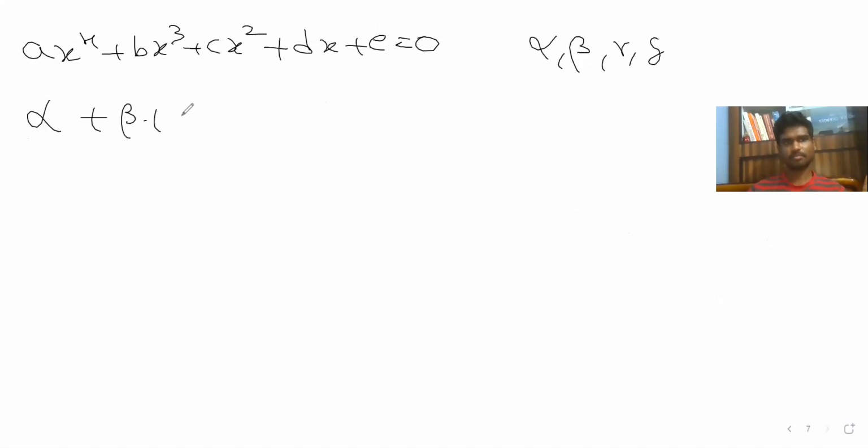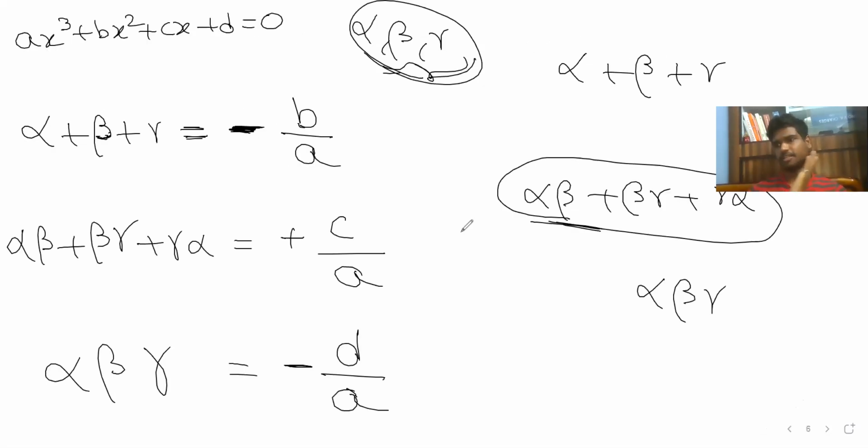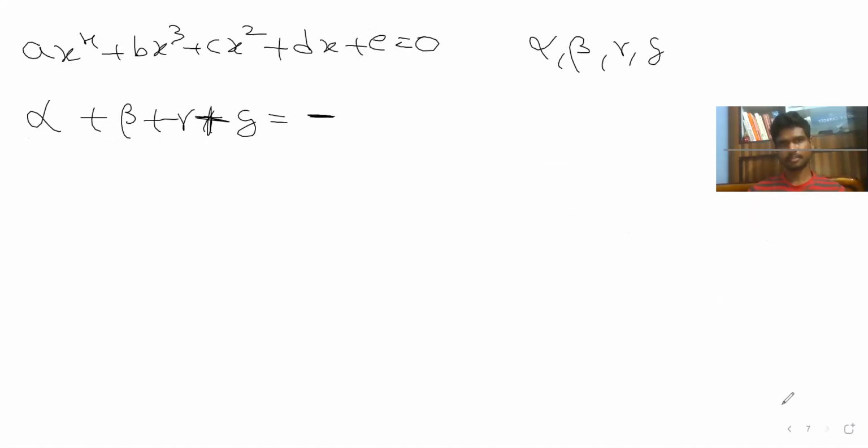So alpha plus beta plus gamma plus delta equals minus, because remember the signs, it is minus plus minus plus alternating. It goes sequentially: first b by a, next c by a, next d by a. And the denominator is always the coefficient of the highest power, that is the degree. Now tell me, if you understood, what is alpha plus beta plus gamma plus delta?